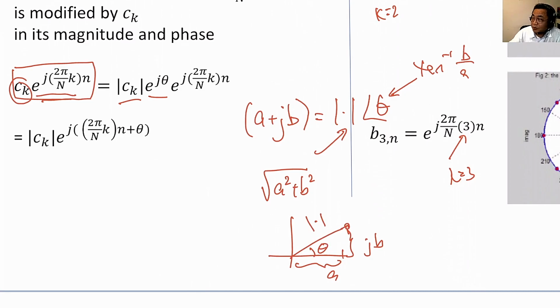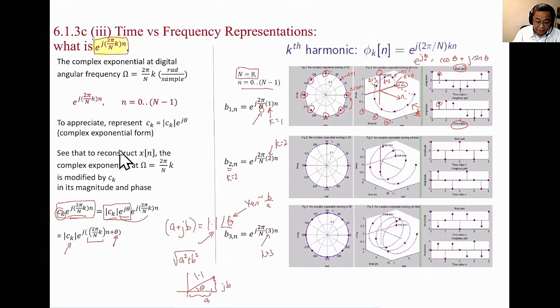Now when we use c_k multiplied by e^(j 2 pi over N k n), when we break it into the complex exponential notation, we can collapse the e^(j theta) to this, and we see that it is the magnitude multiplied by the complex exponential introducing the phase shift of theta. So that is why magnitude and phase shift are the important plots when we are doing the frequency representation. Thank you.